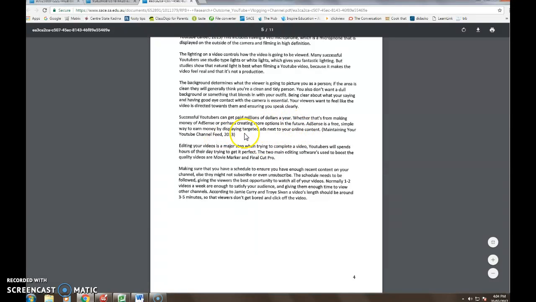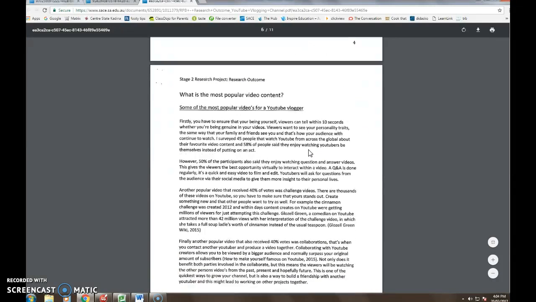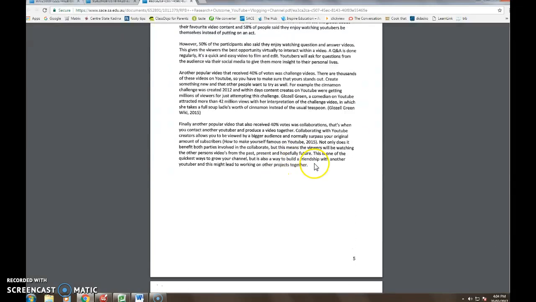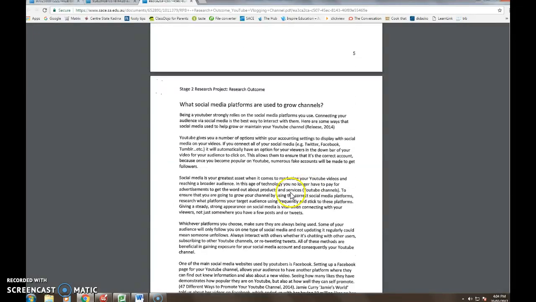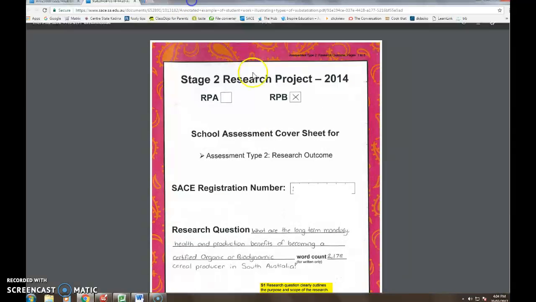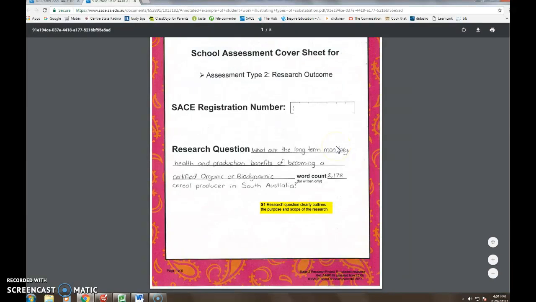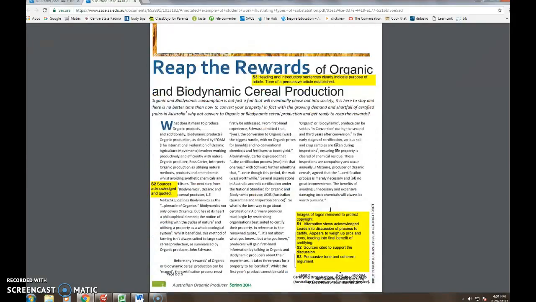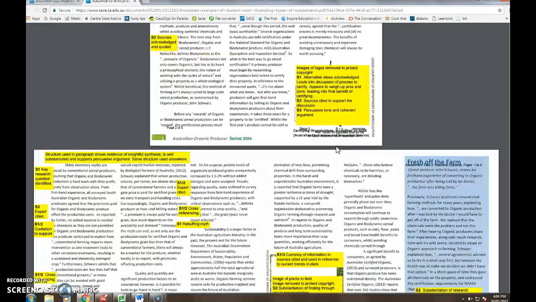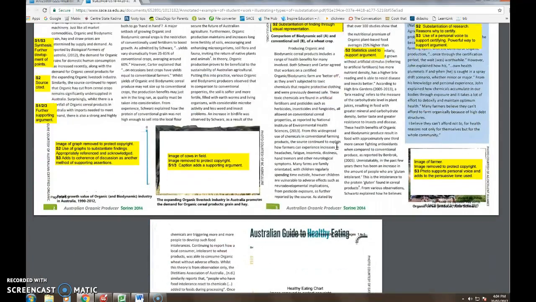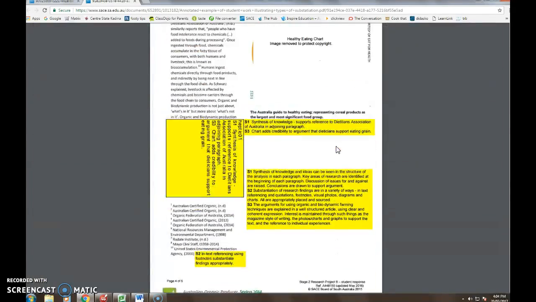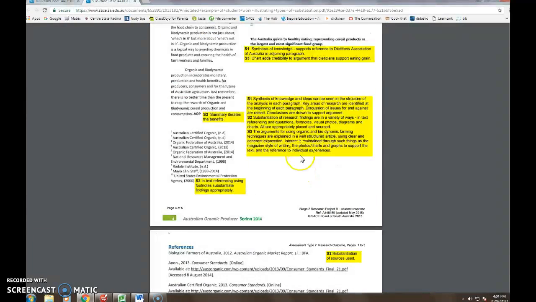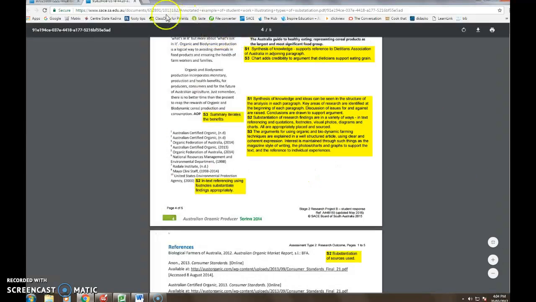One thing with regards to in-text referencing, do avoid the type of referencing where you've got a reference at the end of every single paragraph. Some work does actually need to be recognisably your own. And if you've just put a reference at the end of every paragraph, it kind of looks like you've just gone through and referenced willy-nilly at the end anyway. This one, the long-term monetary health and product benefits of organic and biodynamic cereal production, is simply a different type of format that you might be interested in. It's written much more as a magazine type article, and again there is information there about why the student received the grade that they did.